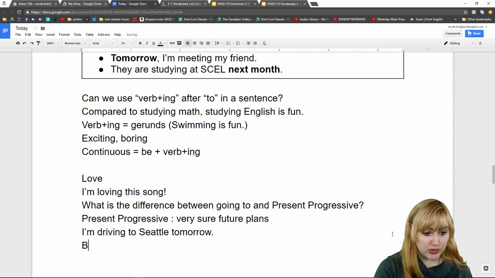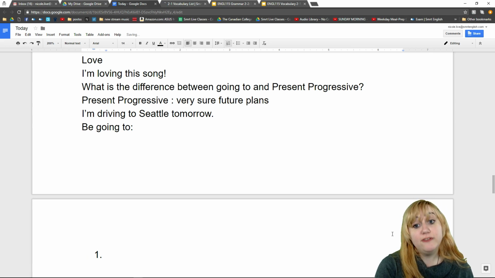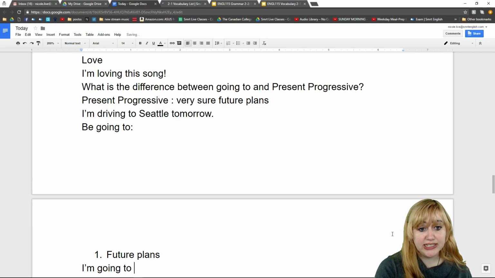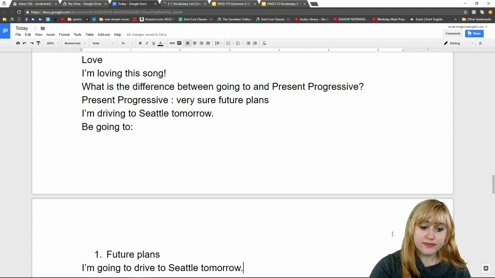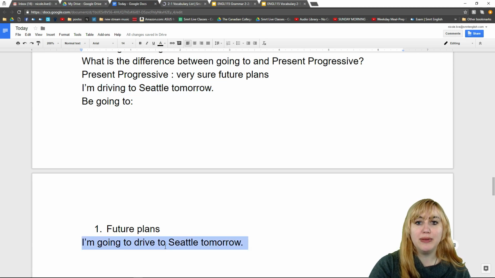We use going to or be going to for two different reasons in English. The first reason we use be going to is for future plans. It's a little less sure. It's a little bit more like 70% chance. So we could say, for example, I'm going to drive to Seattle tomorrow. And it's almost the same. This one is more sure, and this one is a little bit less sure.